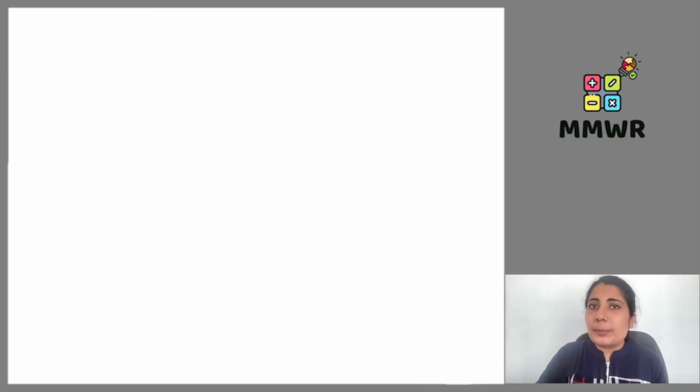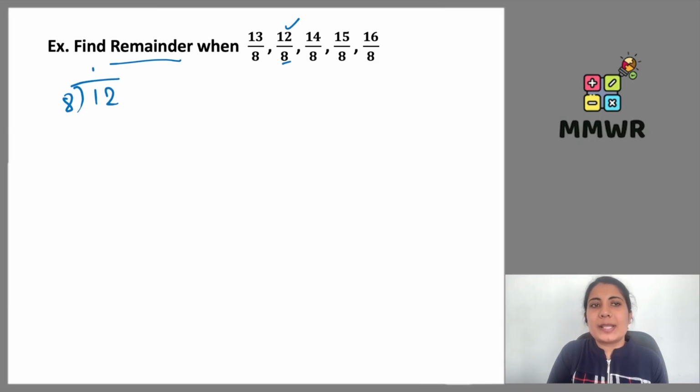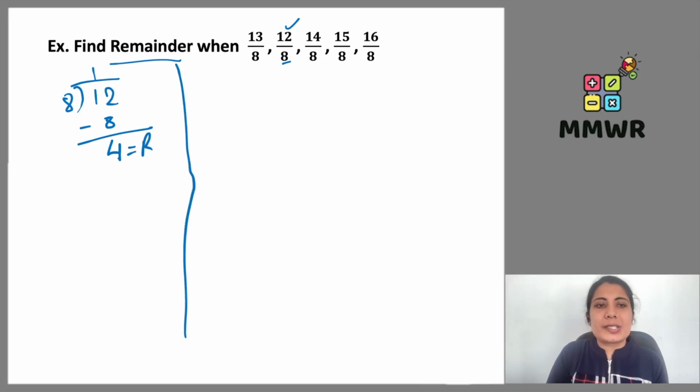We'll have more examples here to understand it in a better way. So we have to find the remainder when I am dividing 12 by 8. So let's quickly divide this 12 by 8. 8 ones are 8, right? 8 twos are 16, and because 16 can't be taken here, 4 is the remainder. What is the remainder? 4. This is the first case.